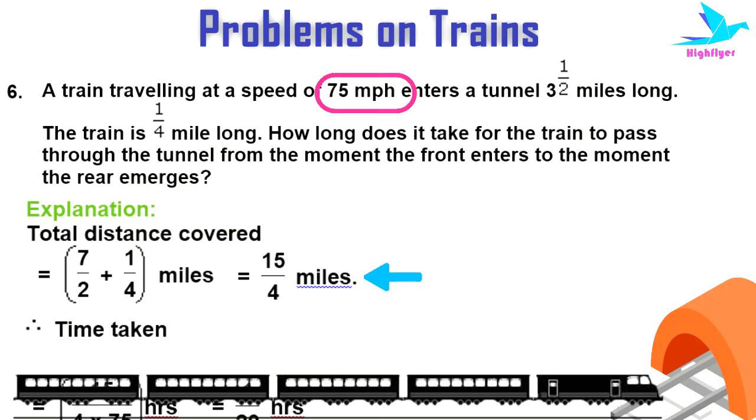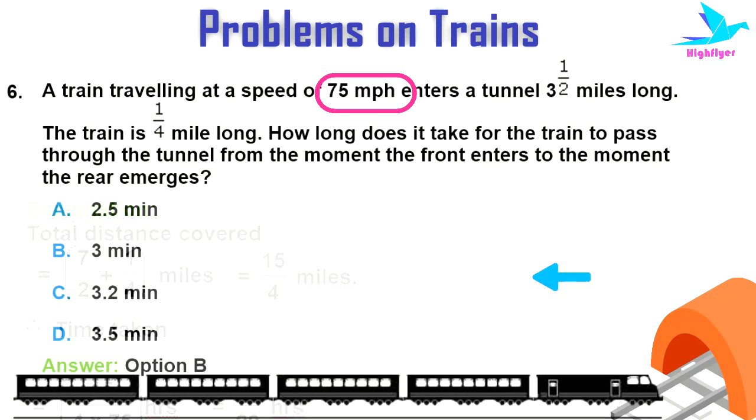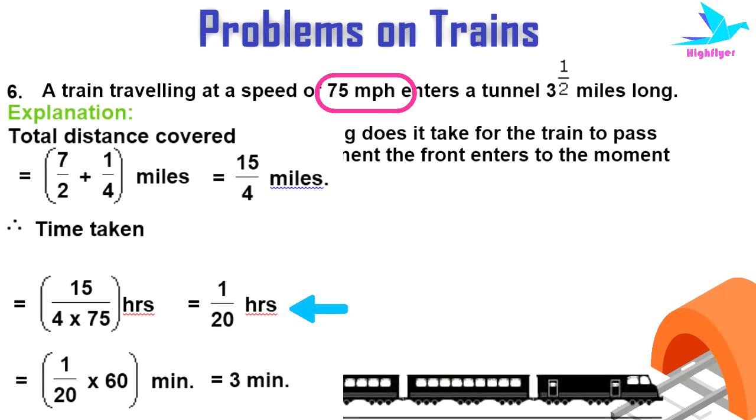Now the given speed is 75 miles per hour. So the time taken will be distance divided by speed. That is (15/4)/75, which is equal to 1/20 hours. Now converting hours into minutes, we get 1/20 × 60, which is equal to 3 minutes.